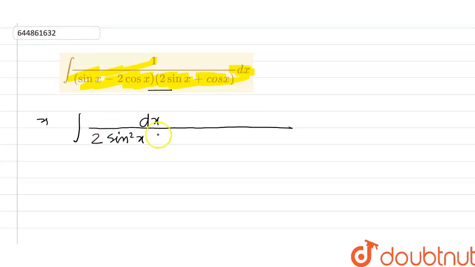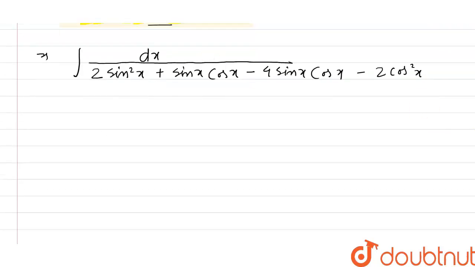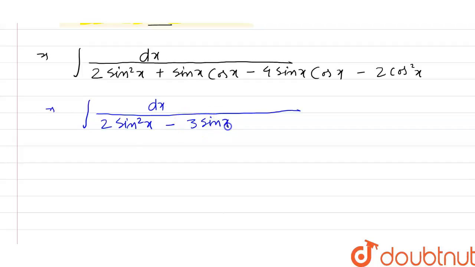Now first of all, if we break this bracket, we get integration dx upon, we multiply these two brackets, we get 2 sin square x plus sin x cos x minus 4 sin x cos x minus 2 cos square x. So if we solve this, this is equal to integration dx upon 2 sin square x minus 3 sin x cos x minus 2 cos square x.